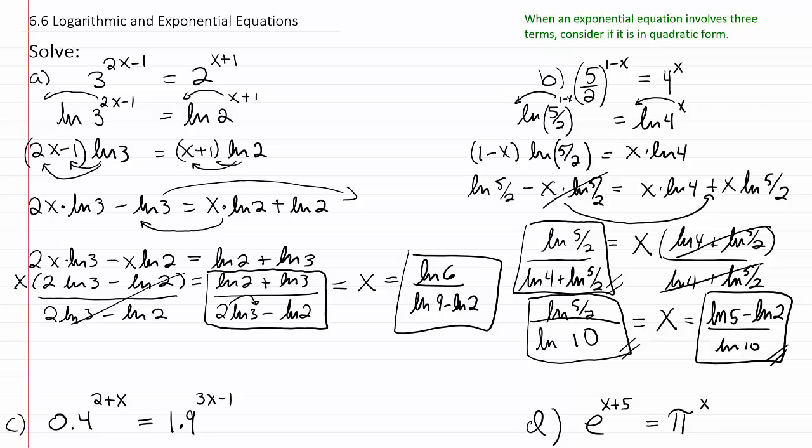Remember that the difference of two logs with the same base can be expressed as a quotient. The product of two logs with the same base can be expressed as a product. That's basically all we've done. All right, let's look at C and D then.